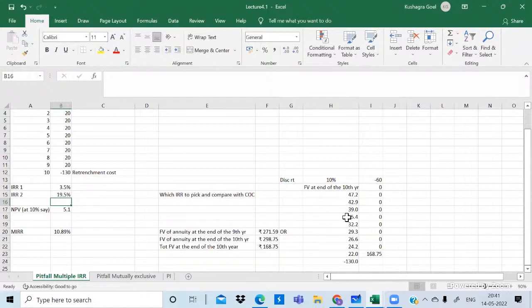I've done the same thing. I've calculated the future value, everything. I've converted all these cash flows and moved them to the 10th year. I calculate the future value at the end of the 10th year, and then I calculate my MIRR.